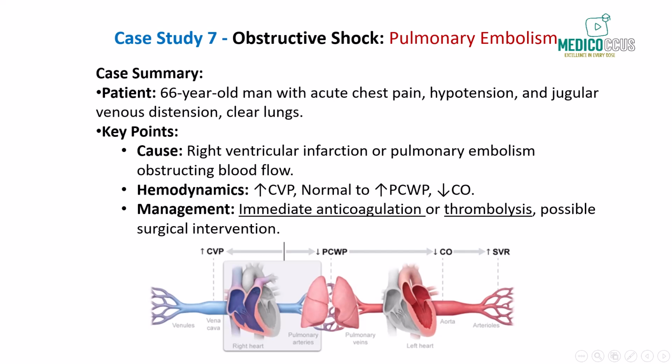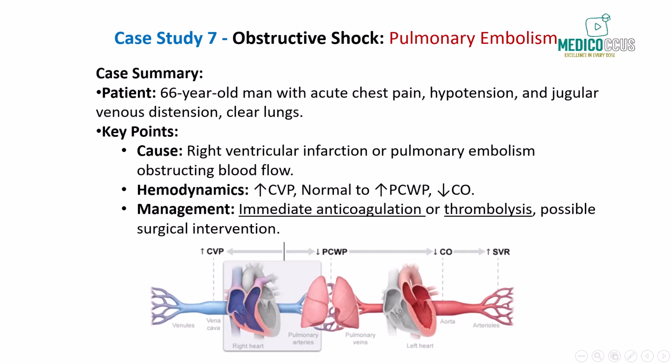Obstructive shock occurs when a physical obstruction impedes blood flow through the circulatory system, reducing cardiac output despite normal or increased cardiac contractility. In this case, the obstruction in the pulmonary circulation increases central venous pressure and may lead to increased pulmonary capillary wedge pressure if the left side of the heart is also affected.